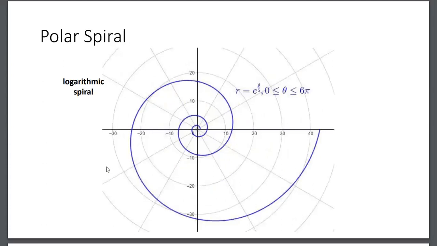Polar spiral. This is called a logarithmic spiral, and its equation is r is equal to little e, which happens to be the irrational number, a famous number like pi, that's the base of natural logarithms and natural exponential functions. Little e is approximately equal to 2.718. Anyway, little e to the theta divided by 5 power.